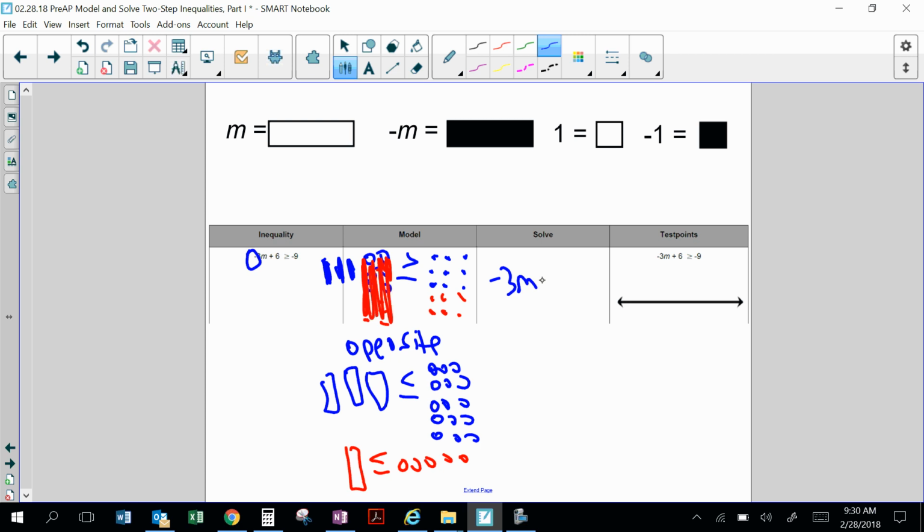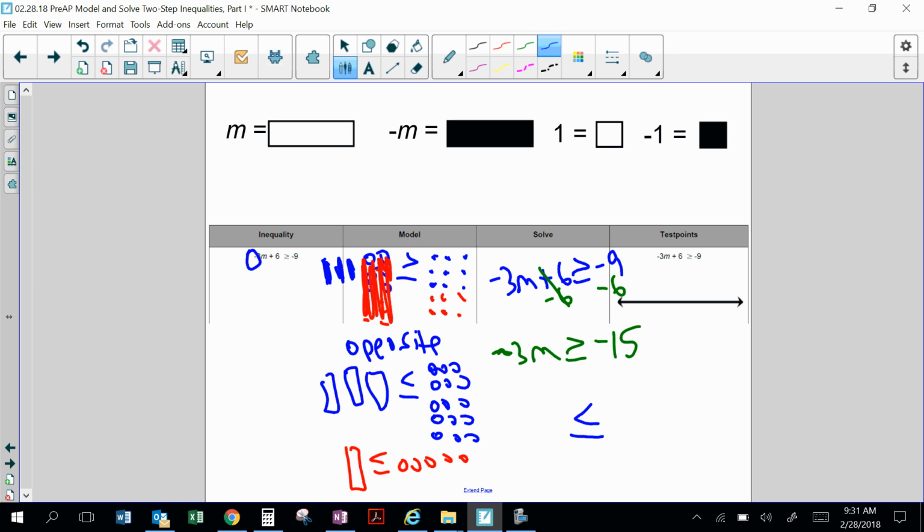Negative 3m plus 6 is greater or equal to negative 9. So we subtract 6 from both sides. Cancel. We have negative 3m is greater or equal to negative 15. What does this negative right here tell you to do? It means you need to do the opposite sign. So I like flipping it right now so I don't forget.